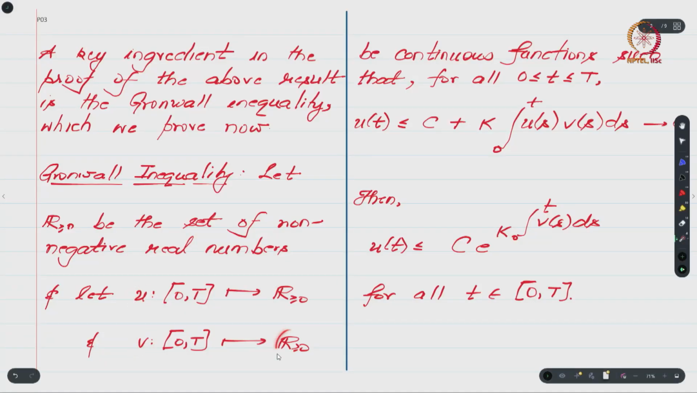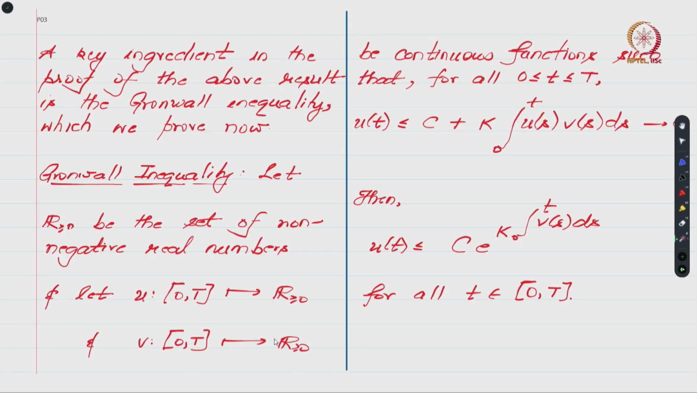These two trajectories take values on the non-negative real line. Notice that U takes as input some value between 0 and capital T and maps it to a non-negative real number. Similarly, V takes as input some t between 0 and capital T and spits out a non-negative real number.